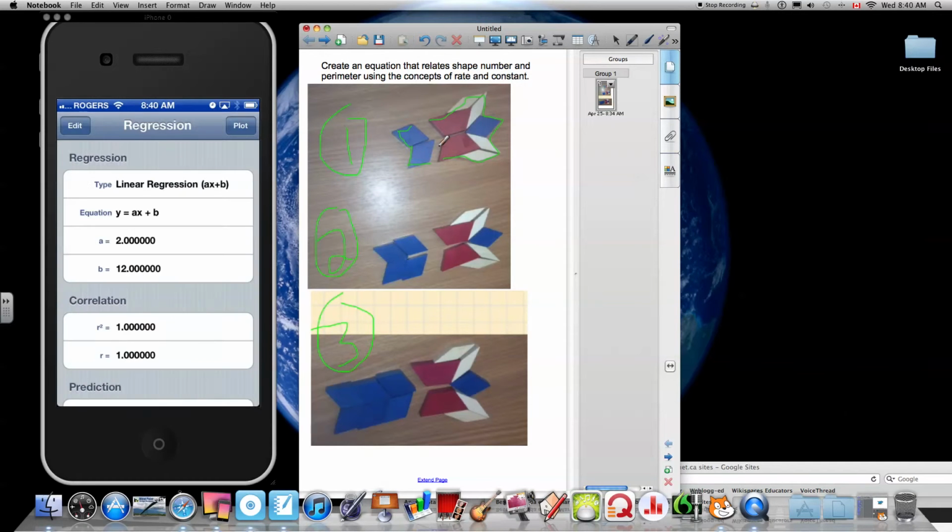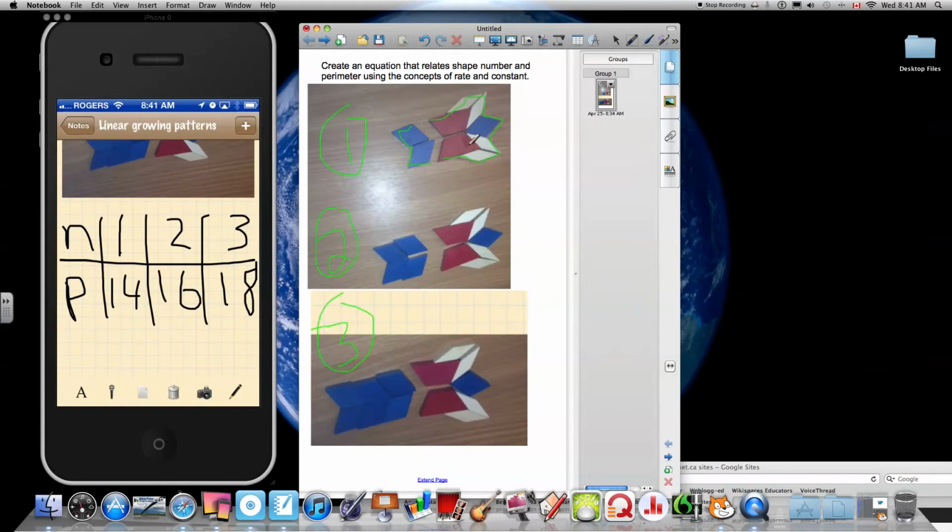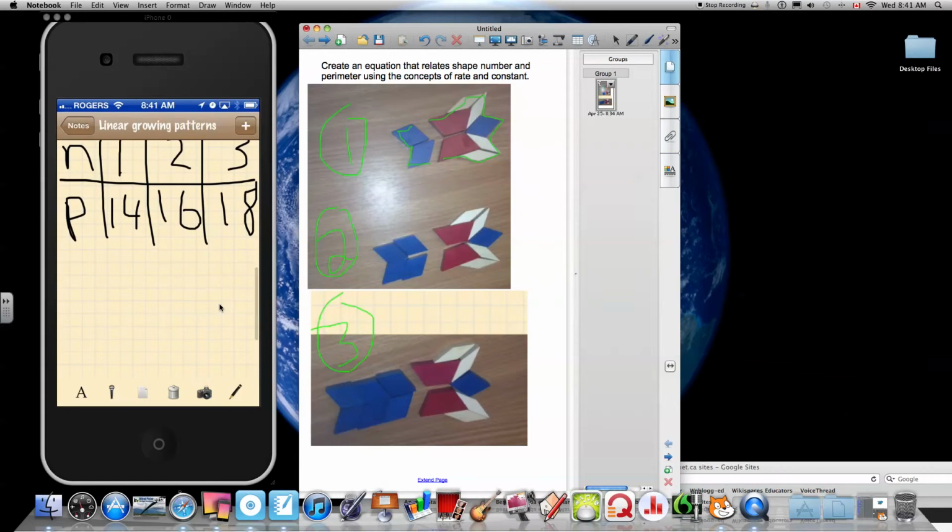Then we select done, and it gives us an equation in the form y equals ax plus b. So the equation is y equals 2x plus 12. Let's flip back to Mental Note and take a look at what was recorded. We have a table of values there. N represents shape number, shape 1, shape 2, shape 3, and the perimeter is 14, 16, and 18. The equation that we generated from the Regression app was 2x plus 12. So 2x plus 12 is what the perimeter is equal to.